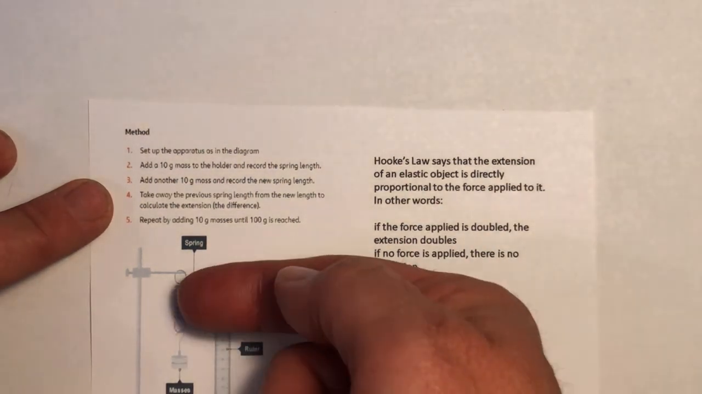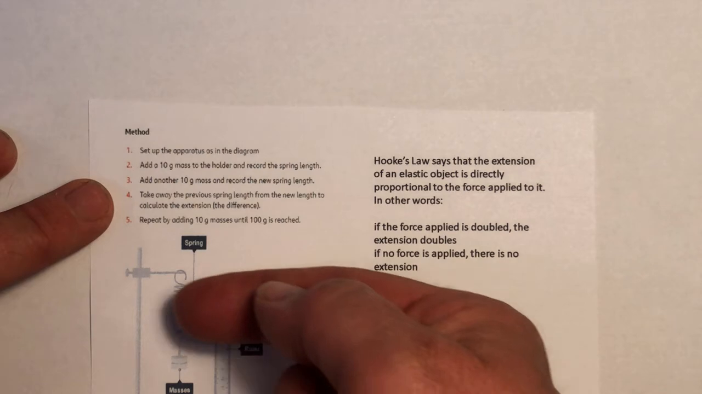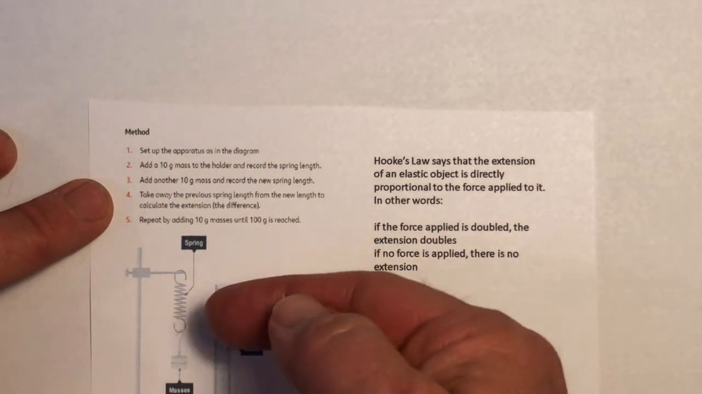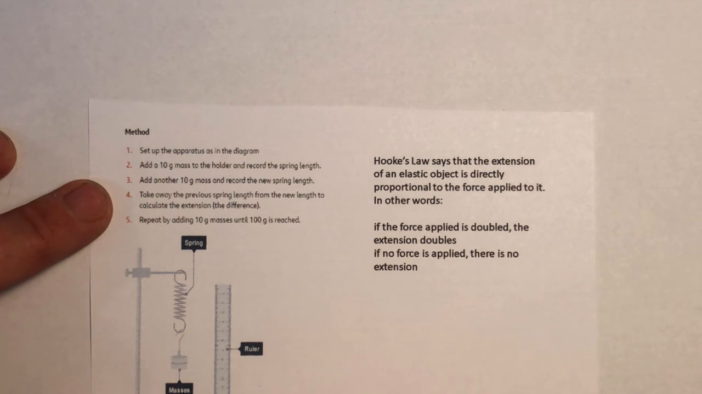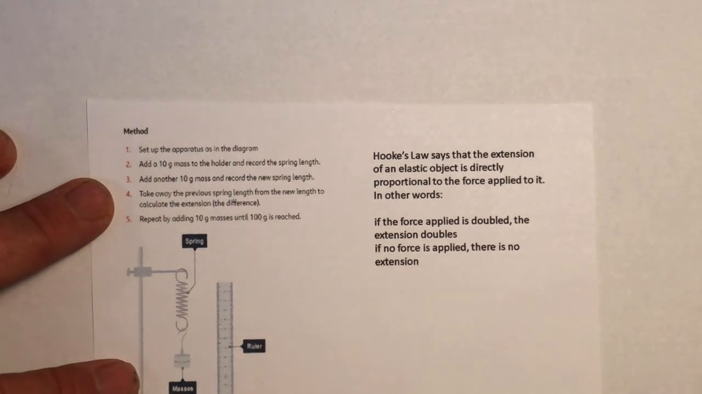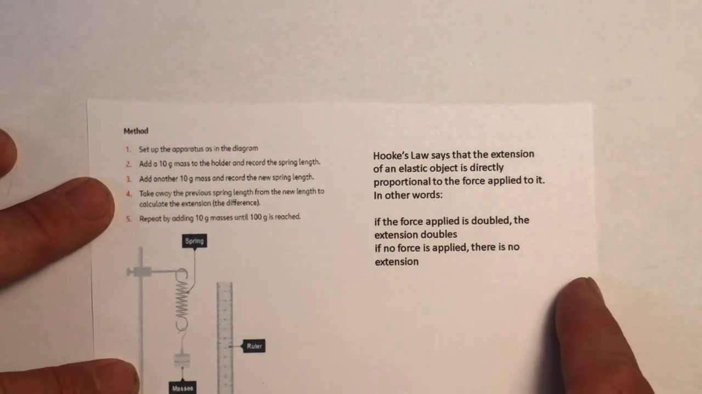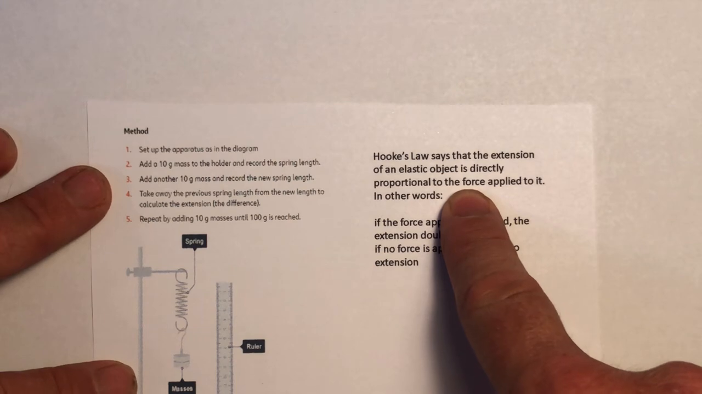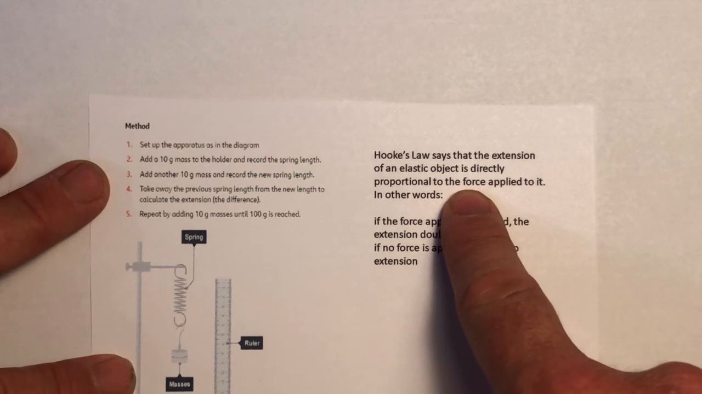So, in a nutshell, you start off with no weights on, you add 10, record the extension, 20, 30, 40, all the way up to 100. And what you'll eventually do is plot that on a graph and you should see an approximate straight line, until Hooke's law stops being applied, which we'll talk about in the required practical.